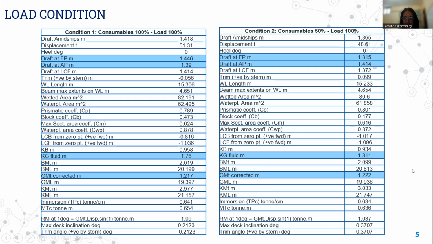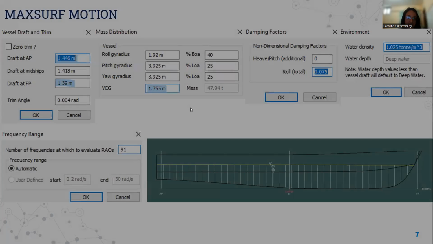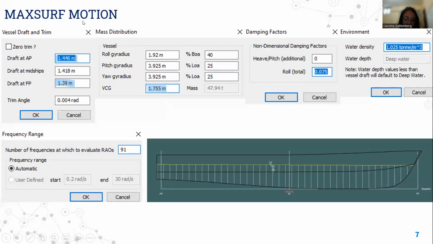Okay, thank you. To analyze the condition in the motion model of Maxsurf, we enter the trim of the vessel, the mass distribution, the center of gravity, and the damping environment and frequency range. We select the value of the full.